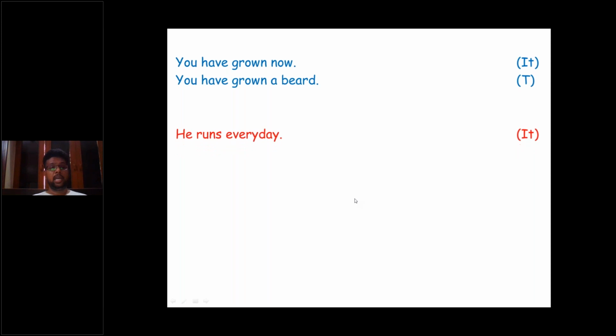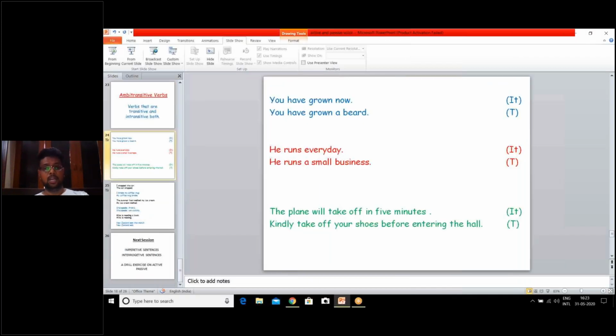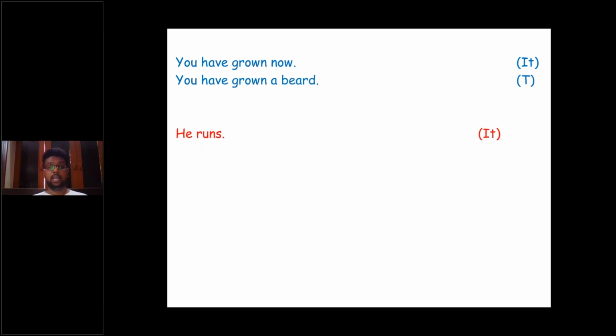Another example. He runs every day. This is intransitive. He runs a small business. This is transitive. It required an object. He runs. Runs what? A small business. He runs every day. Both sentences are complete. If I remove every day from here, that's fine. He runs. This is a complete sentence in itself. He runs a small business. This is a transitive verb because it required an object over here.